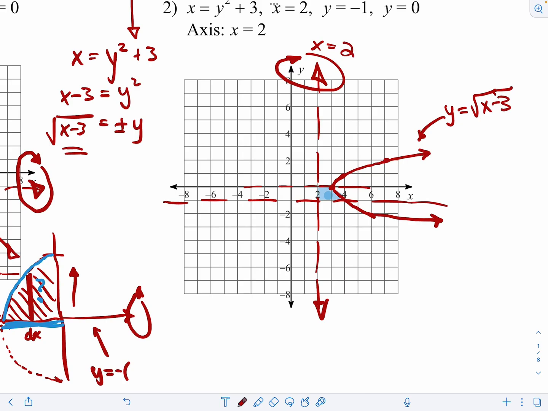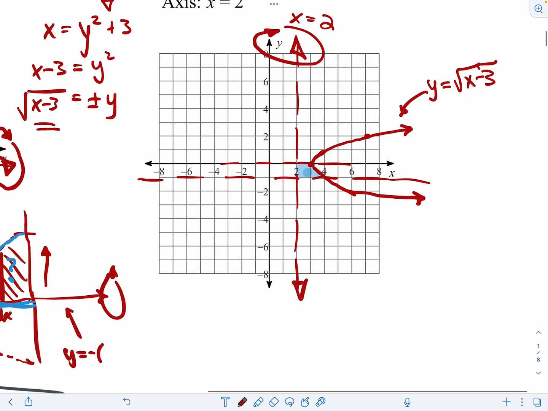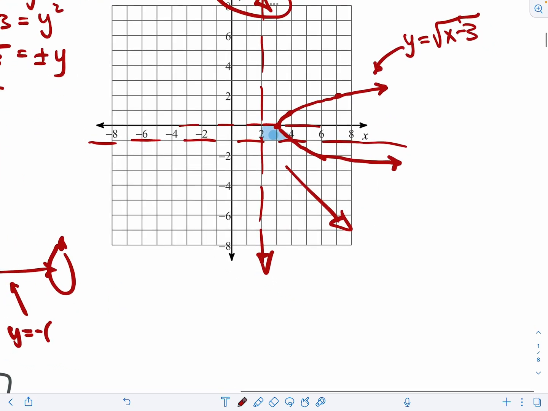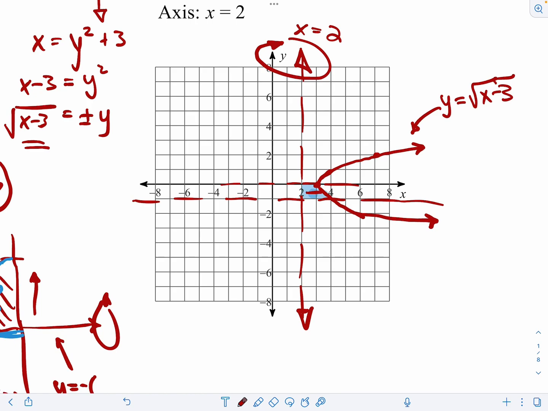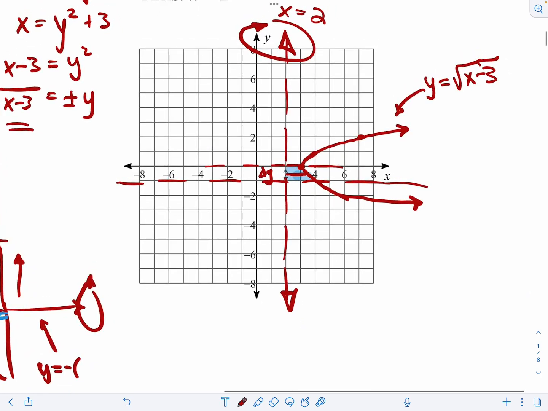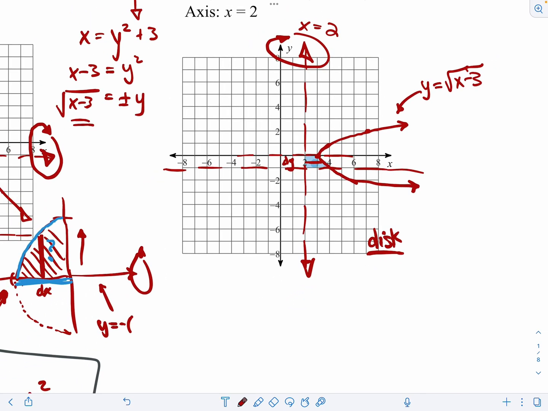It might help to think through if we're going to project this. I'm going to take a tiny sliver, and it's going to revolve around there. That sliver is going to be a dy, and I'm going to revolve it around that line x equals 2. This is also going to create a solid disk. There's no space in this one.